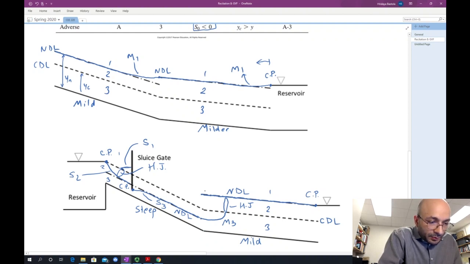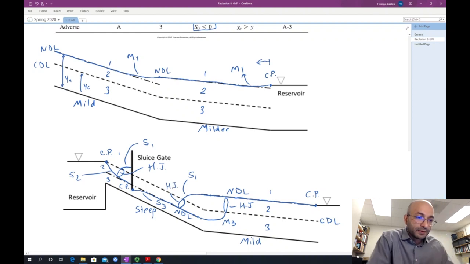The other location for hydraulic jump can be in the steeper portion. It will approach the critical depth line at a large angle, and that will be the location of the next hydraulic jump. So this curve here is S1 as it falls in region 3 of the steep channel, and this one here is your possible location of your hydraulic jump.